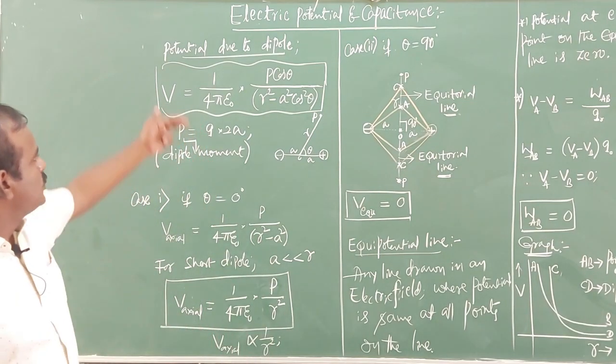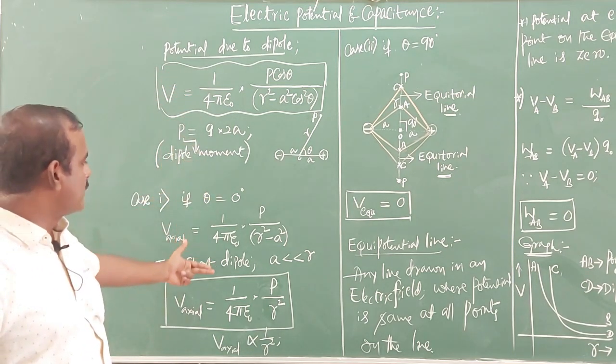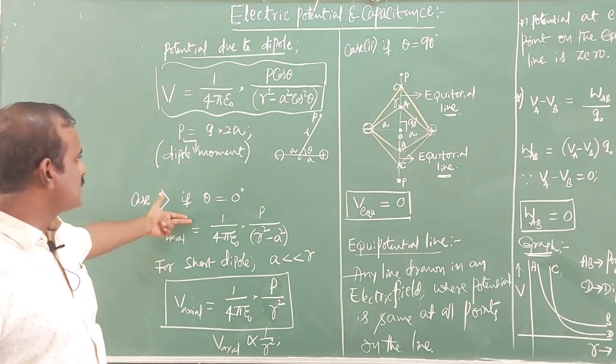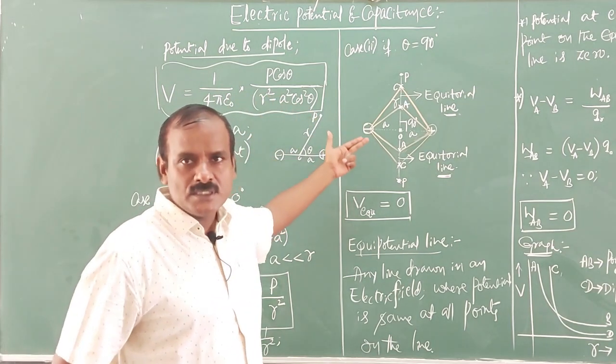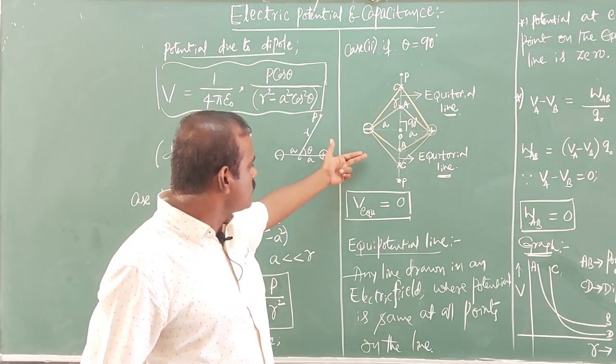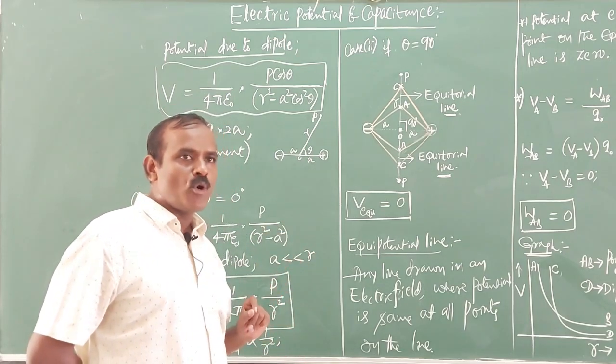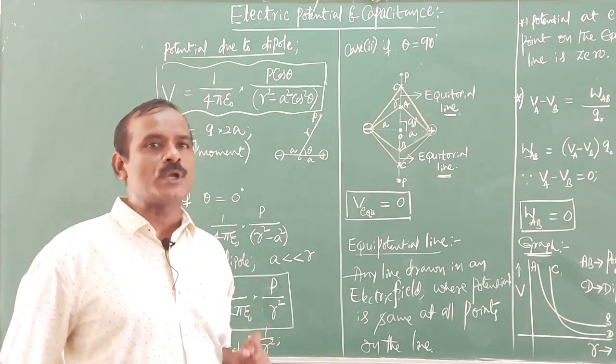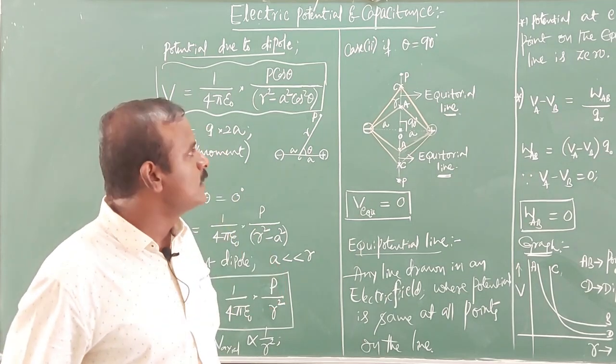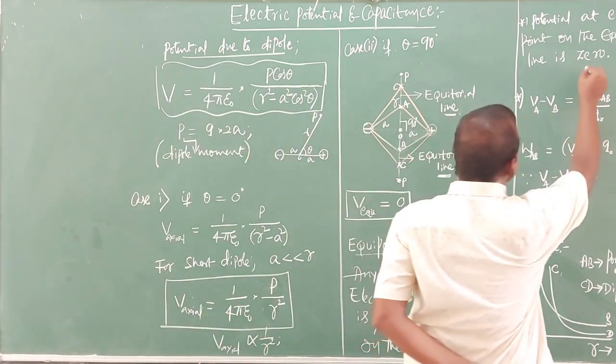Well, students, note all the points discussed here. Very importantly, one at a point on the axial line and one at a point on the equatorial line. And as far as the equatorial line is concerned, we are getting one important result, what is called the equipotential line. Potential at every point on the equatorial line is zero. Note this.